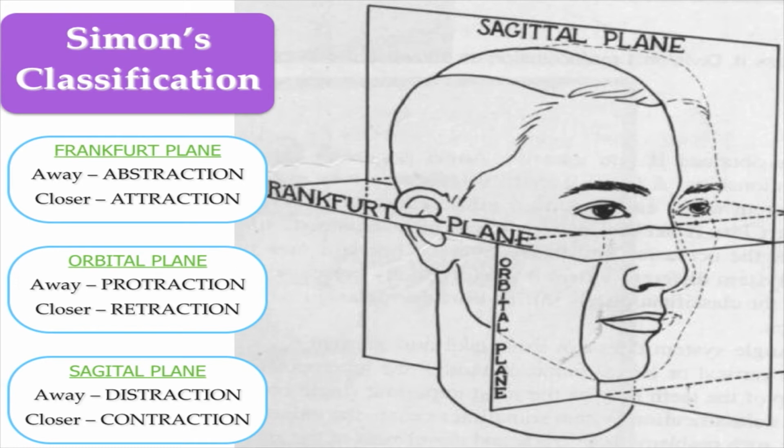Simon's classification consists of 3 planes: Frankfurt plane, orbital plane and sagittal plane. Malocclusion away from the Frankfurt plane is abstraction, closer to the Frankfurt plane is attraction. Away from the orbital plane is protraction, closer to the orbital plane is retraction. Away from the sagittal plane is distraction, closer to the sagittal plane is contraction.